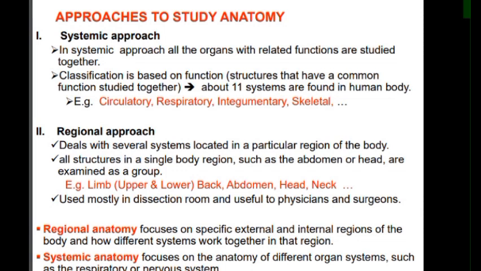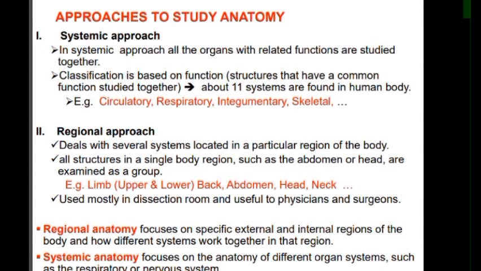Dear learner, what are the approaches to study anatomy? There are two main approaches to study anatomy. The first one is systemic approach. In systemic approach, all the organs with related functions are studied together.